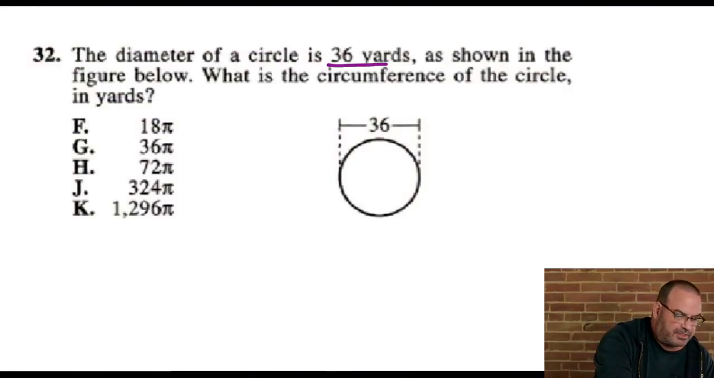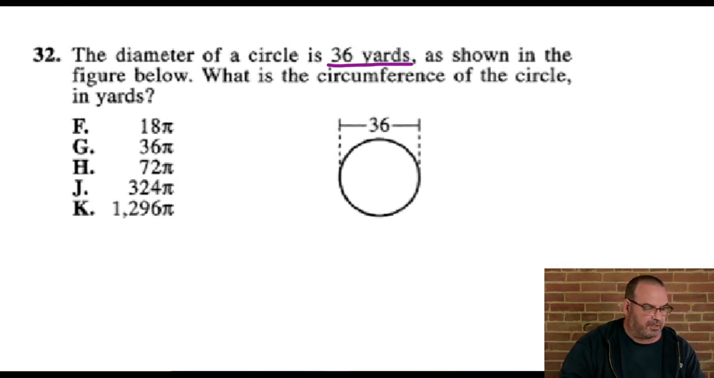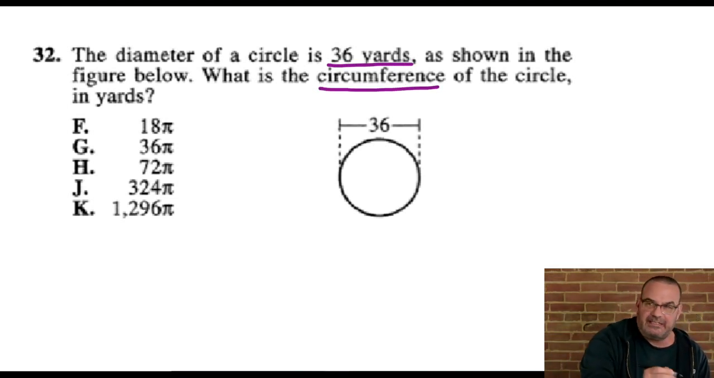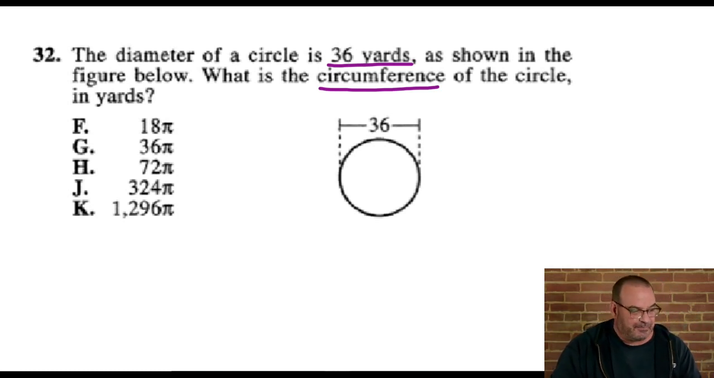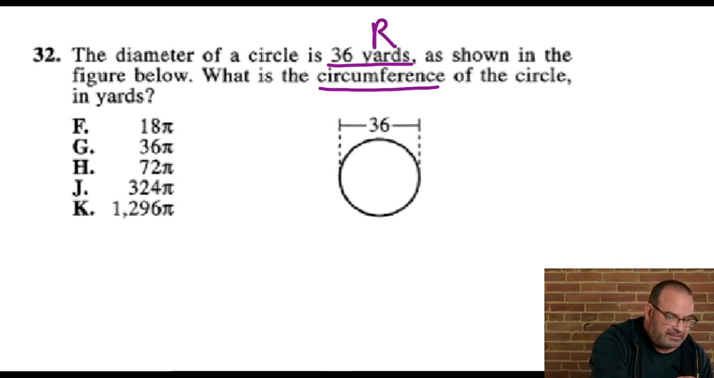I love this question. The diameter of a circle is 36 feet, as shown in the figure below. What's that? Yards. You said feet. Oh, 36 yards. Reading too quickly. RTFQ. There we go. Our famous saying.